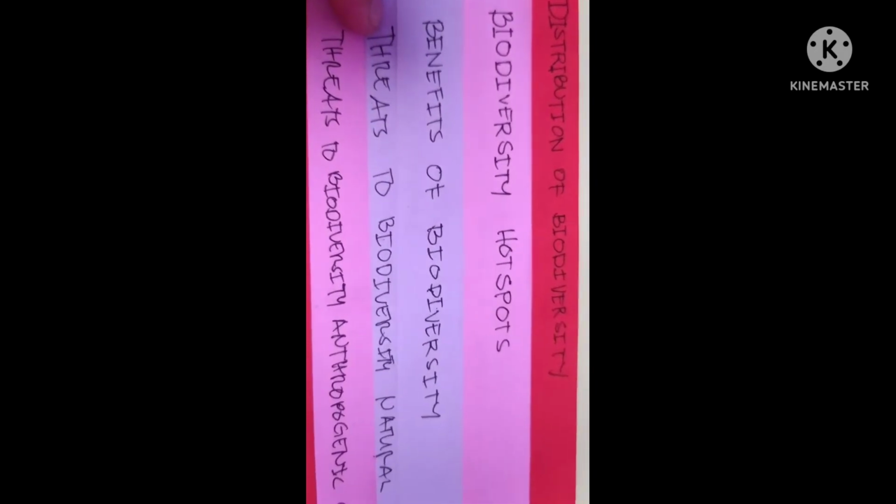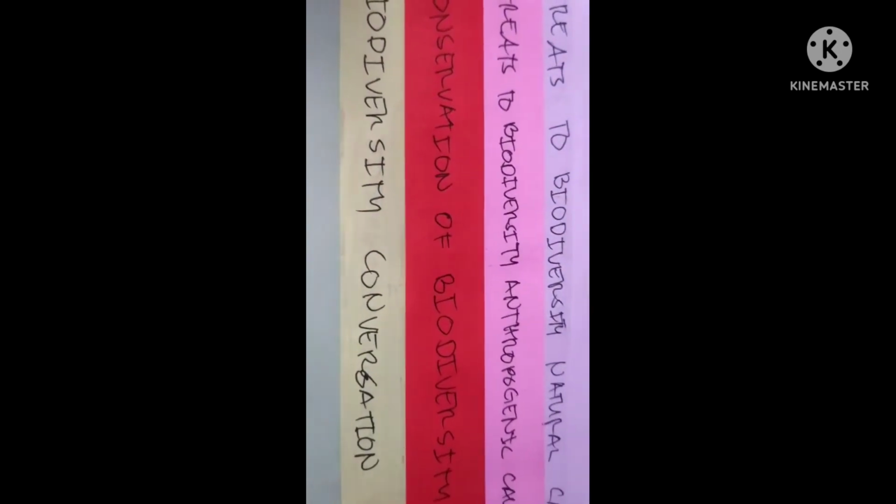And seven, we have threats to biodiversity, natural causes. And eight, we have threats to biodiversity, anthropogenic causes. Number 9 is conservation of biodiversity, and lastly we have biodiversity conservation. So this is the inside of biodiversity.